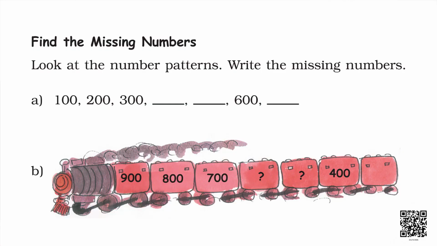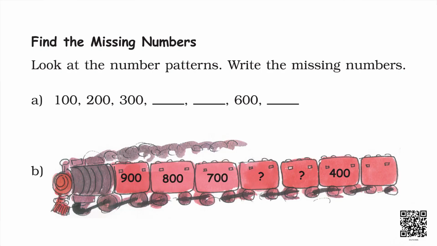With this students, we will move on to another part of our chapter, which is find the missing numbers. In this exercise we will look at the pattern of the numbers and then try to find the missing numbers. The first question is 100, 200, 300, then a blank, then again a blank, then 600 and then a blank.